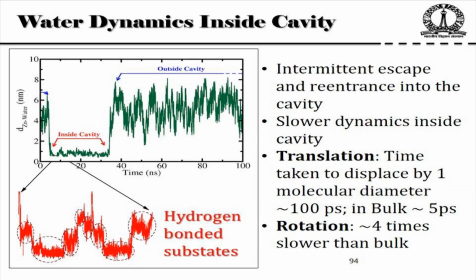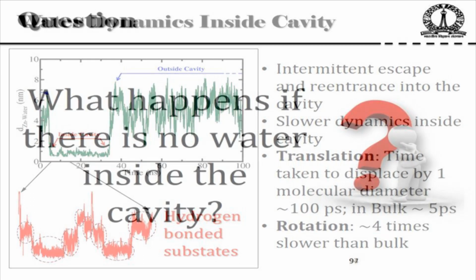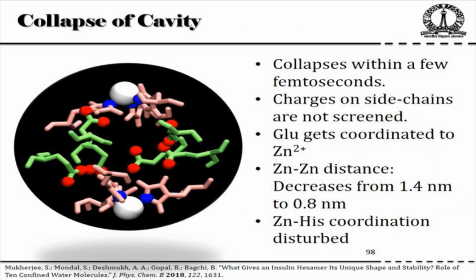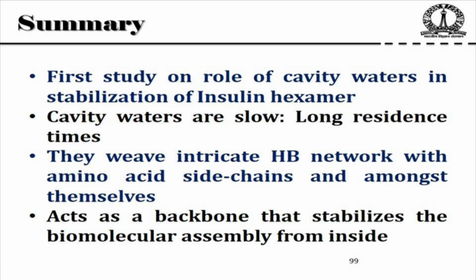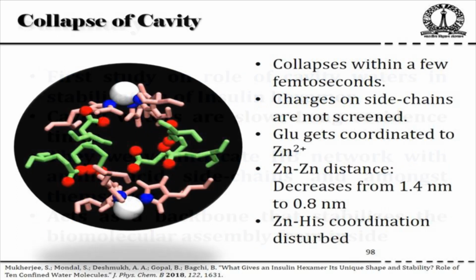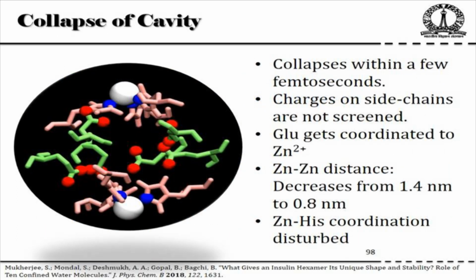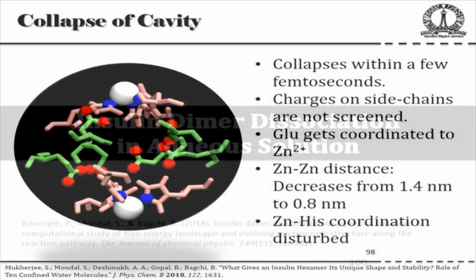I want to show you one movie. These are water molecules coming inside and going out of the insulin cavity, and all the time correlation functions. If I remove the water molecules, there should be a movie here, which is not, so they would have shown you the collapse as I remove the water molecules. So, the role of cavity water is stabilization of the insulin hexamer. Cavity water molecules are slow, but it was really fun to figure out what kind of hydrogen bond network they form with histidine. Histidines are bound to zinc, but there is a glutamate there, and so all the hydrogen bond network makes the beautiful architecture of the hexamer.